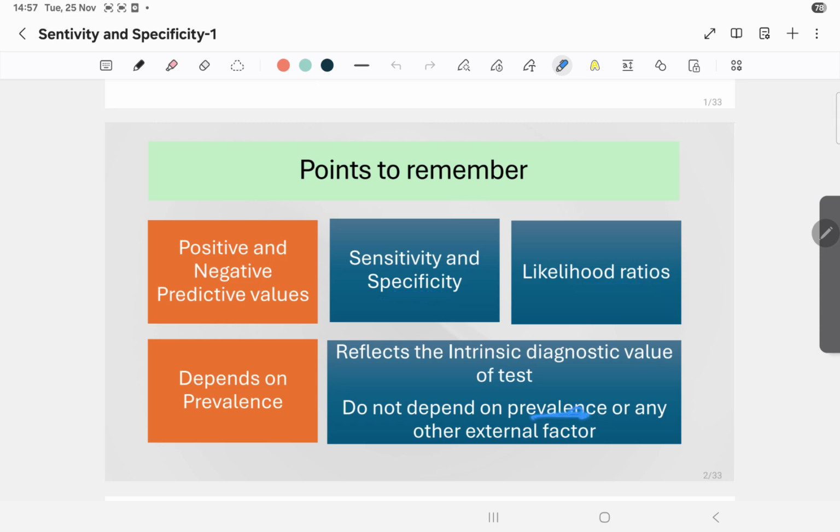not depend on prevalence or any other external factor. They reflect the intrinsic diagnostic value of the test. But on the other hand, the positive and the negative predictive values depend on prevalence. So how prevalent the disease is in a population. So that changes positive and negative predictive values, but not sensitivity, specificity or the likelihood ratios.